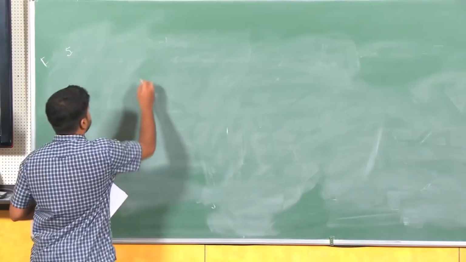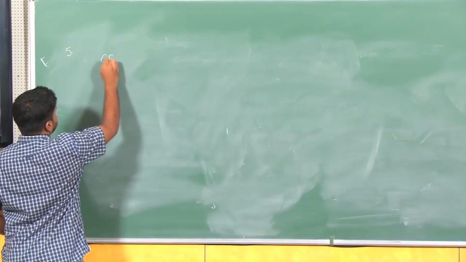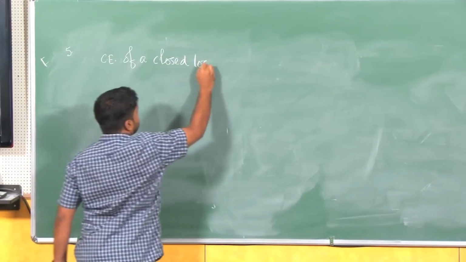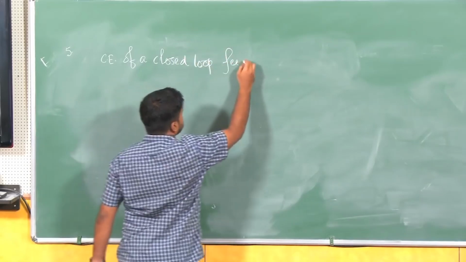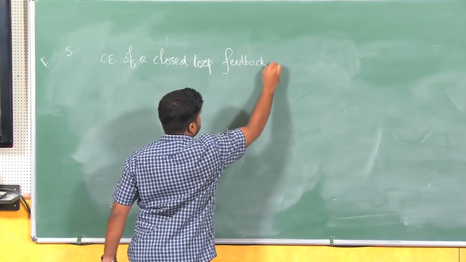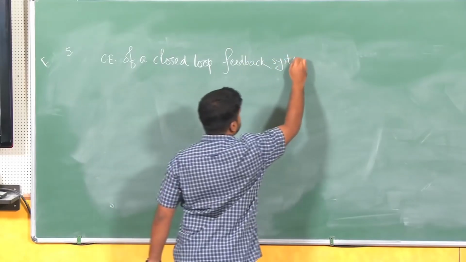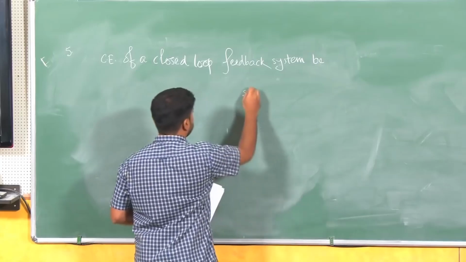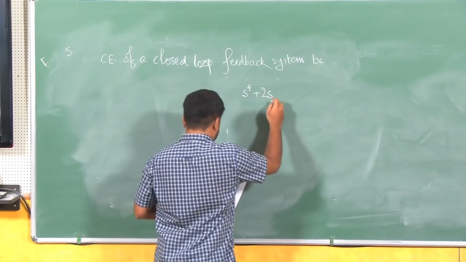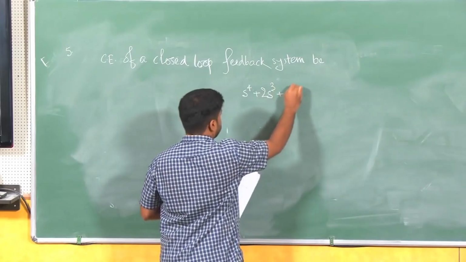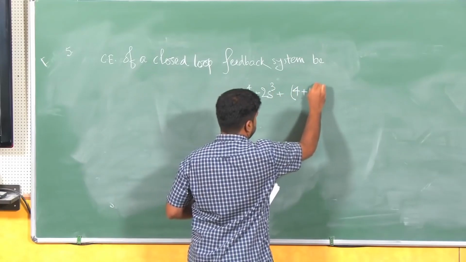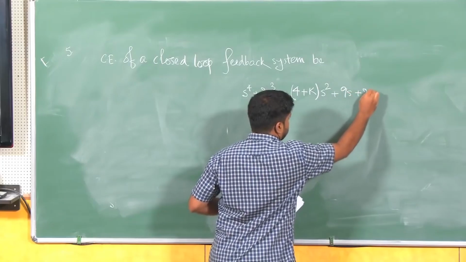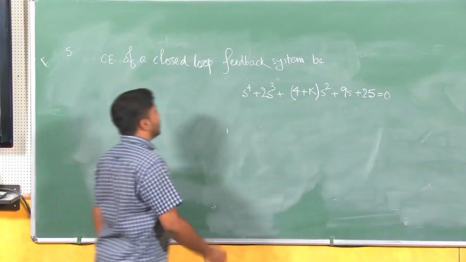Let the characteristic equation of a closed loop feedback system be s to the power 4 plus 2s cube plus (4 plus k) s square plus 9s plus 25. So, first we construct the Routh array.